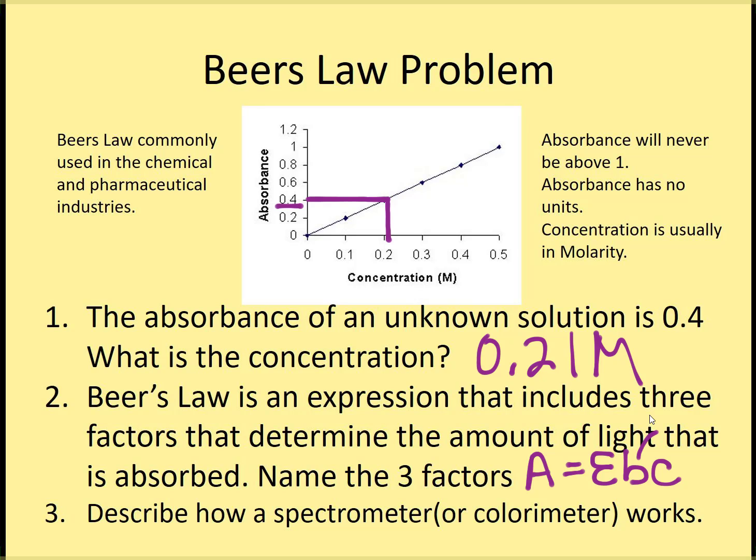And then 3, describe how a spectrometer or a spectrophotometer or a colorimeter works. Light is shined through a solution that's in a cuvette, and then the absorbance is measured. Again, the absorbance is how much of the light is absorbed by all the ions that are in solution.